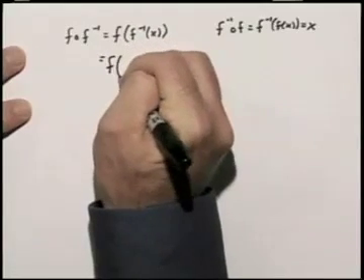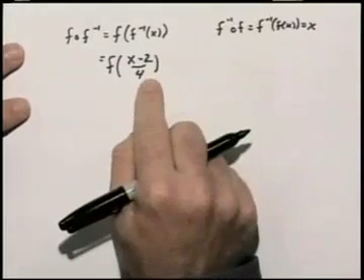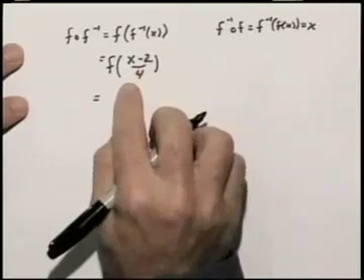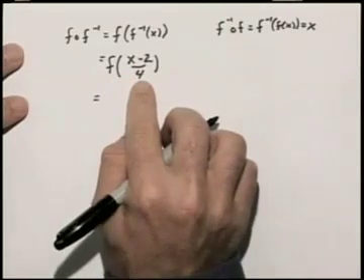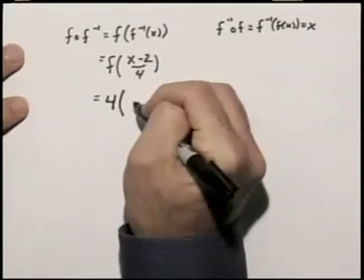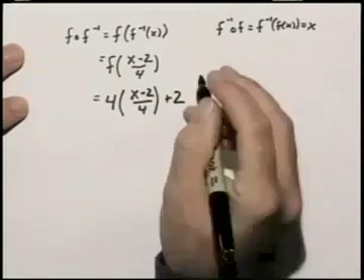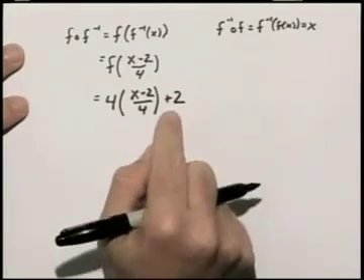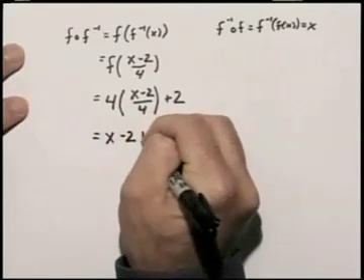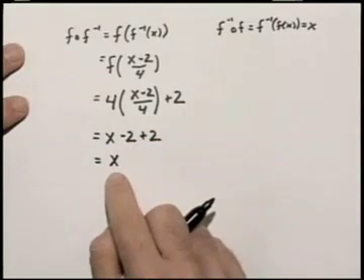That means I want f of x minus 2 over 4. And I choose this form because it's easier to work with algebraically. And that means that wherever I see an x in f, I want to replace it with x minus 2 over 4. So what I get there is 4 times x minus 2 over 4, and then plus 2. As you recall, f is 4x plus 2. Notice the 4's divide each other out, and I'm left with x minus 2, and then that plus 2. X minus 2 plus 2 is x.